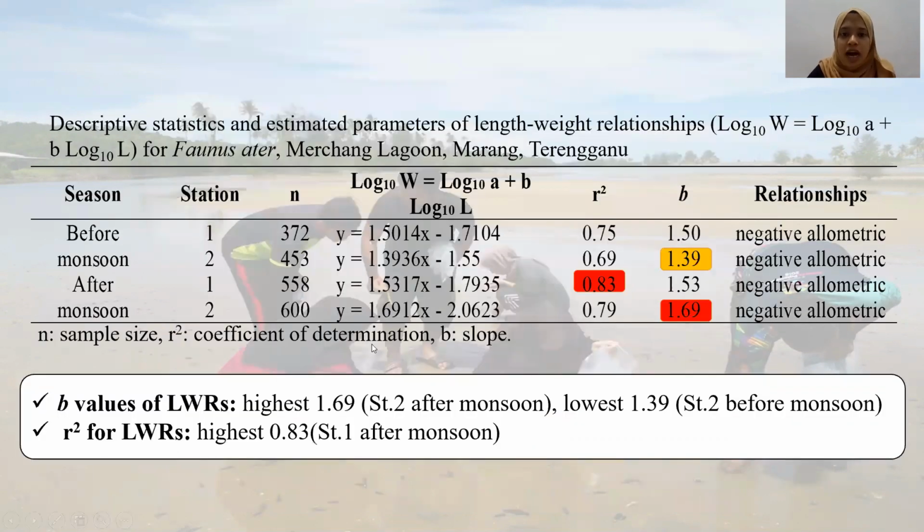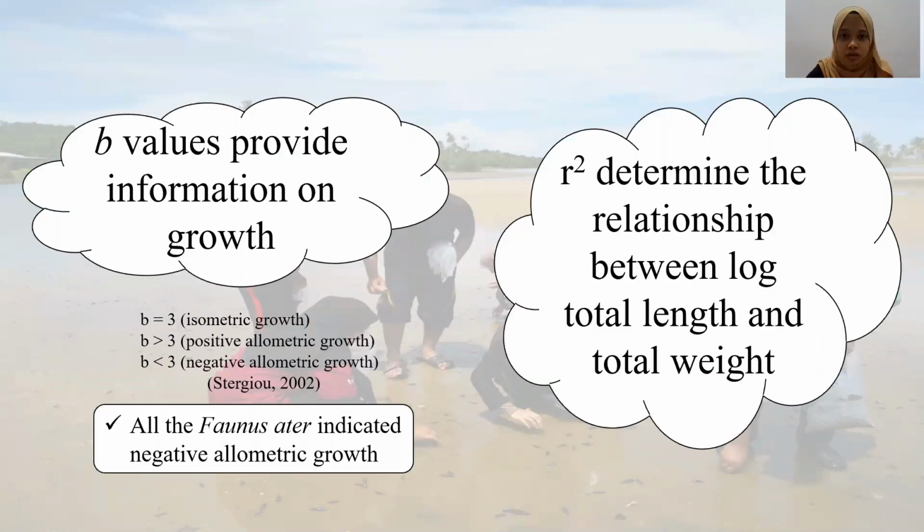From the graph, I know that the highest b value of length-weight relationship was 1.69 at Station 2 after monsoon, while the lowest was 1.39 at Station 2 before monsoon. Coefficient of determination highest was 0.83 at Station 1 after monsoon. b values provide information on growth. According to Sturgeon 2002, the Faunus ater all indicated negative allometric growth.